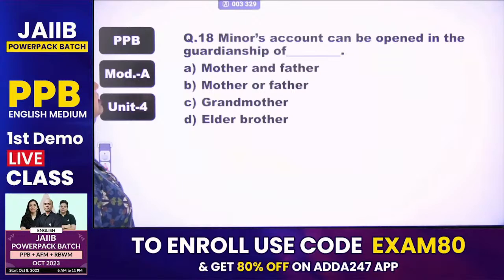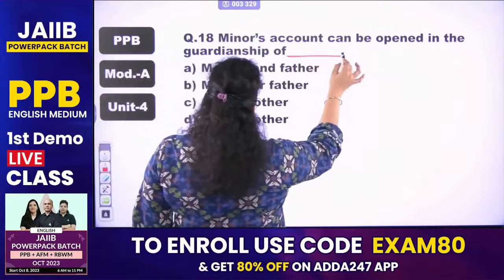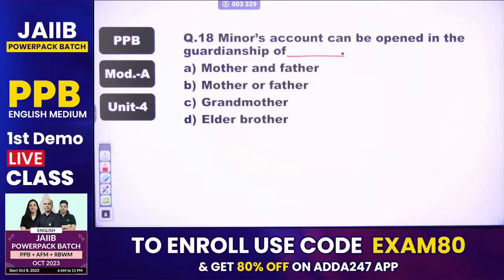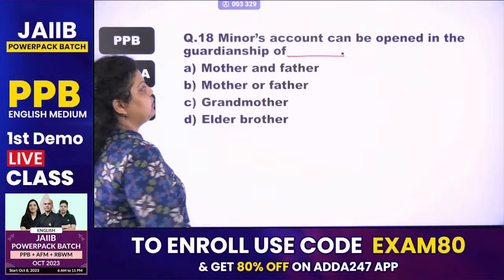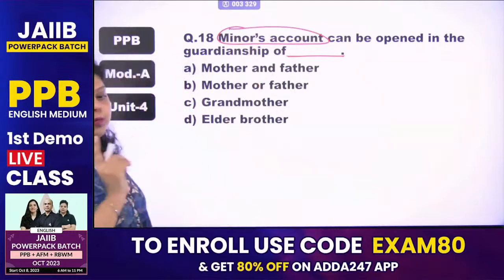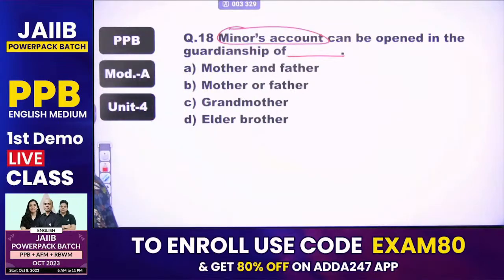Now the next question is, a minor's account can be opened in the guardianship of dash. Minor's account can be opened in the guardianship of which person? It should be mother and father, mother or father, grandmother, and elder brother. Which of the following will be right? So we are opening a minor's account. A minor can open an account but cannot open a current account. On the name of the minor, the current account cannot be opened.